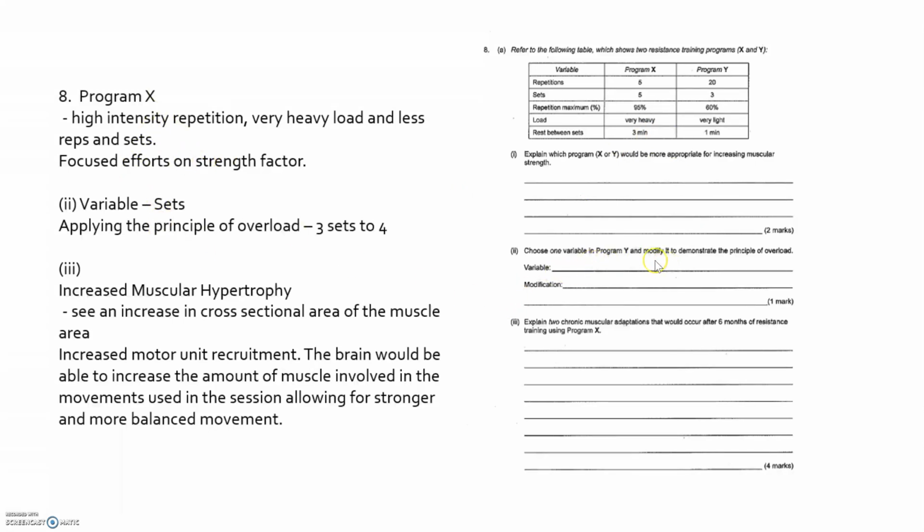2, choose 1 variable and look at overload. Again, this is stuff that we'll look further on, but that's the answer there. And here, chronic muscular adaptations that occur after 6 months of a resistance training program, increased muscular hypertrophy, and I've talked about increased motor unit recruitment there.